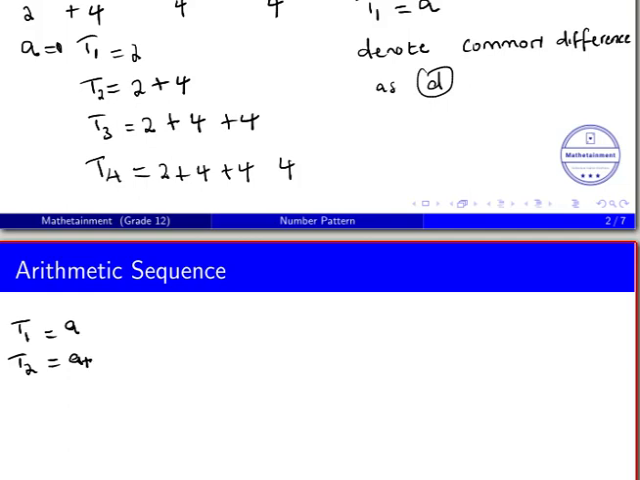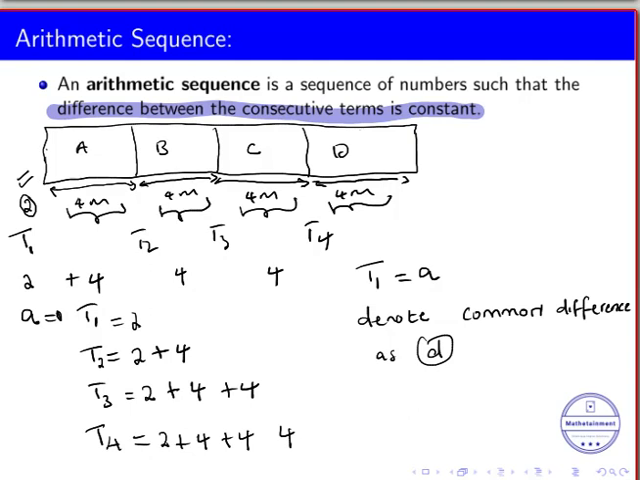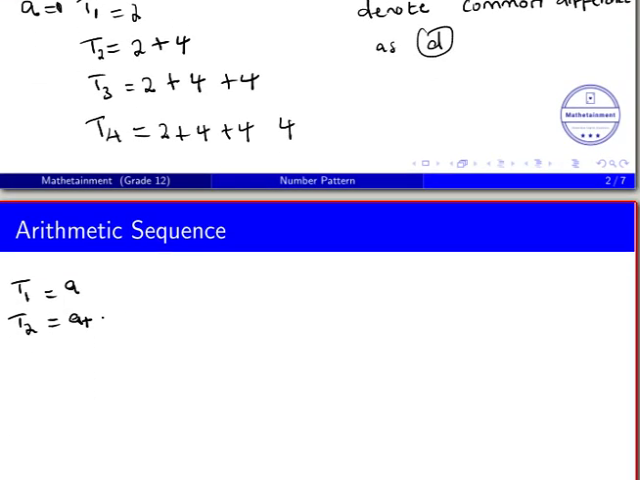A plus, I said my 4 is the constant difference between my consecutive terms. That is denoted by D. So here it's A plus D. My T3 is equal to A plus D, which is 4, plus another D, which is also 4. This means my term number 3 is A plus 2D. Moving to term number 4.